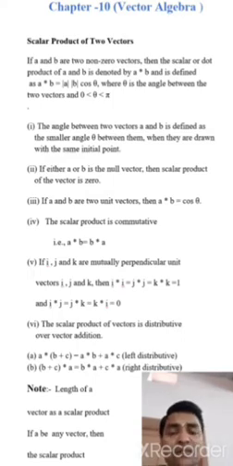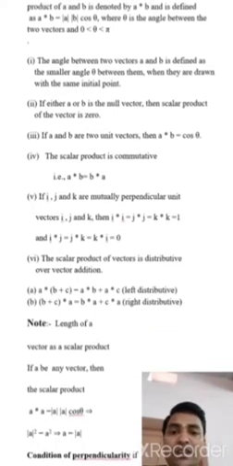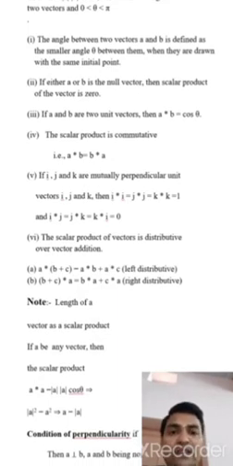Okay students, now the first condition. The angle between two vectors A and B is defined as the smaller angle theta between them when they are drawn with the same initial point. It means two vectors have the same initial point with a common angle theta.